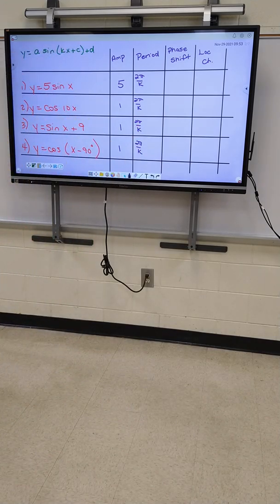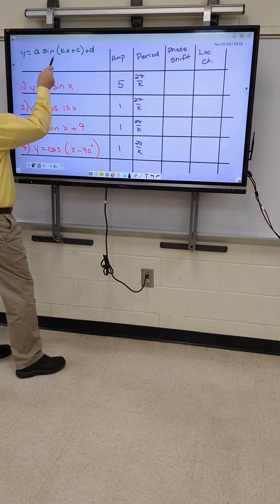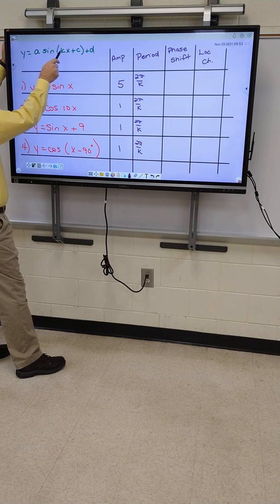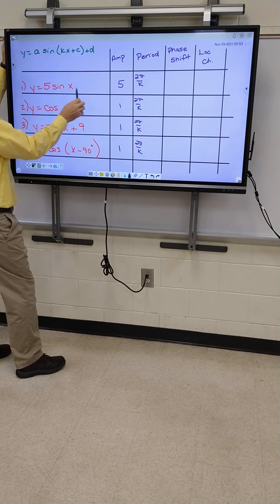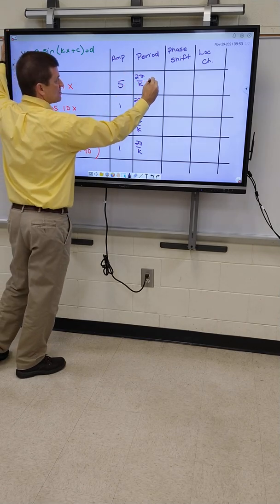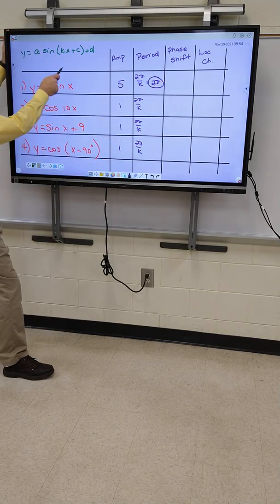All right, so how do I find the answer? Well, what does it mean when it asks for k? Where is k at in the formula? K is the number right in front of the x. Look at number 1. What number's right in front of the x? 1. 2 pi over 1 is 2 pi. So that was an easy one. All you do is write the number in front of the x on the bottom of the fraction.